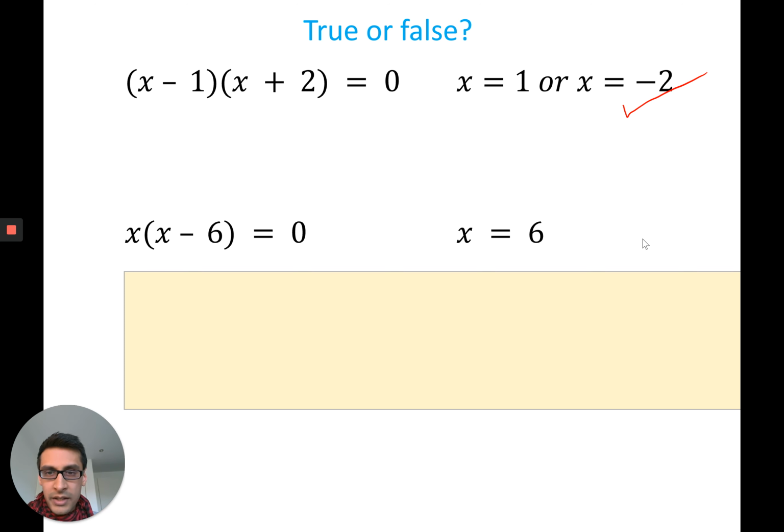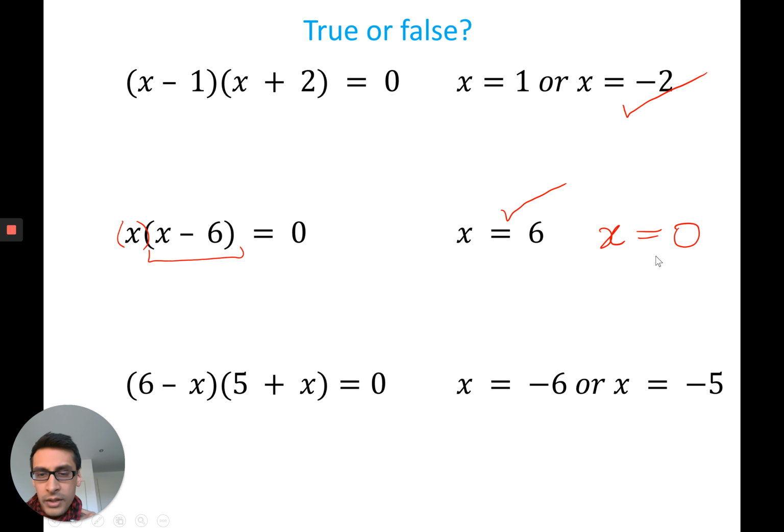Question 2. x times x minus 6 equals 0, so x must be +6. Well, I can see the first bracket is true. However, the second bit, we can actually say there's a bracket there. So x can also be 0, so it's only partly true. There's half an answer missing there.